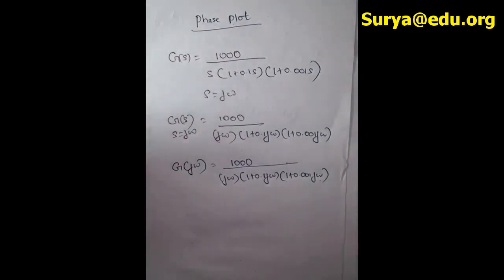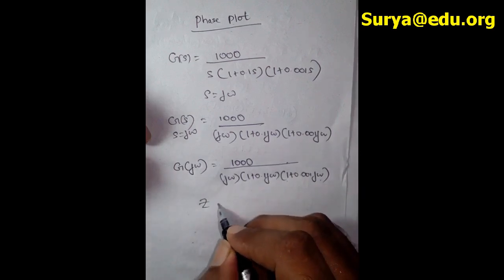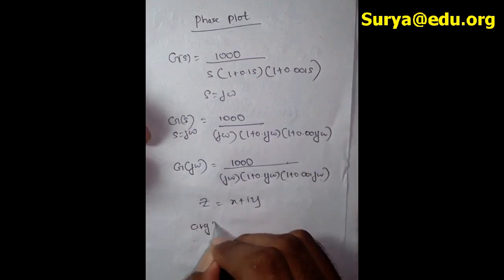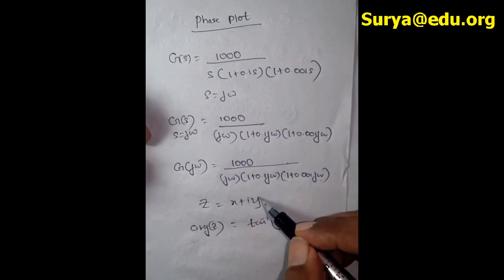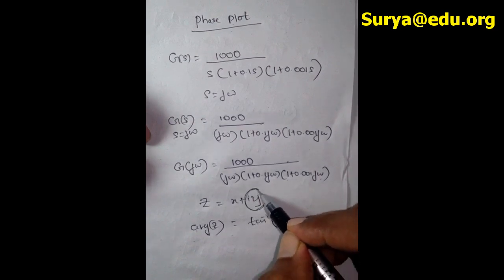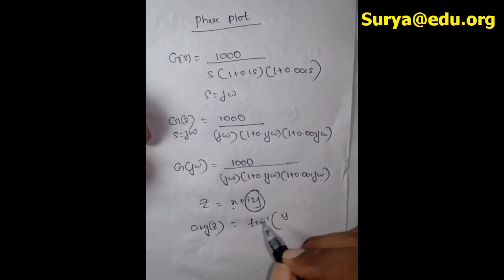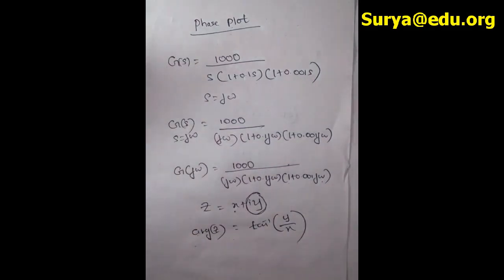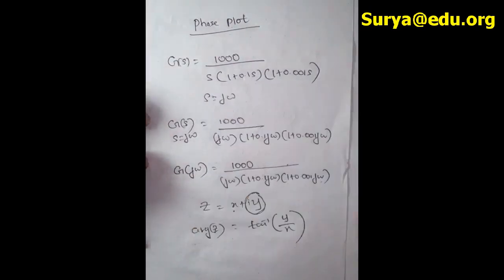Now the phase plot means you have to find the argument of this. You can remember the concept of argument is related to complex numbers. In complex number theory, z equals x plus iy. The argument of z means the angle, which is tan inverse of the imaginary component y divided by the real component x. That comes from complex number theory. So the phase plot means the argument of this transfer function.